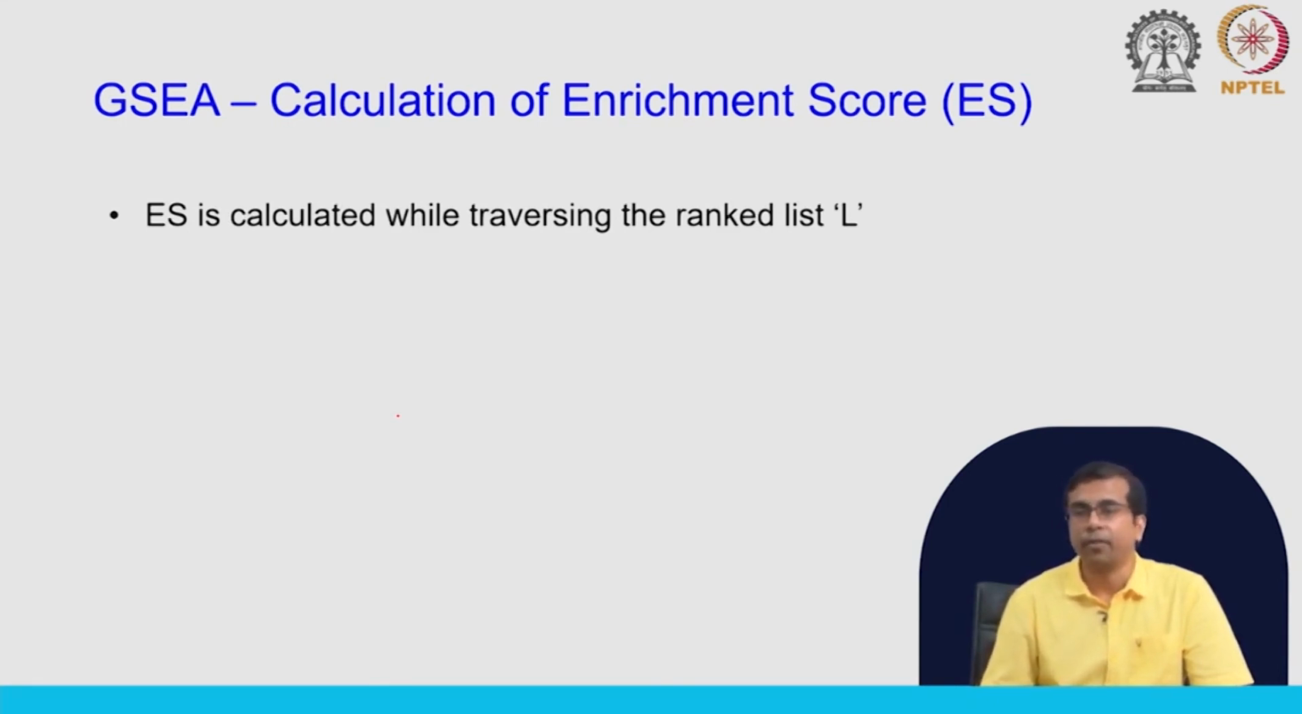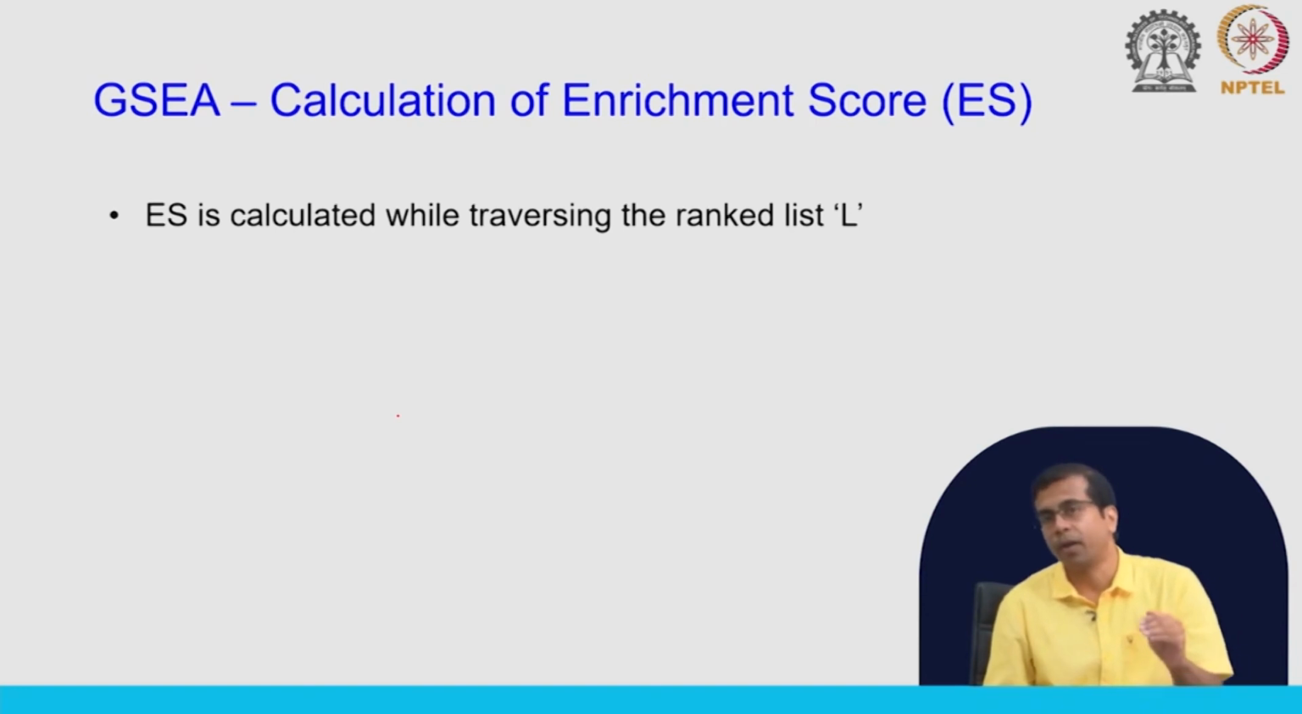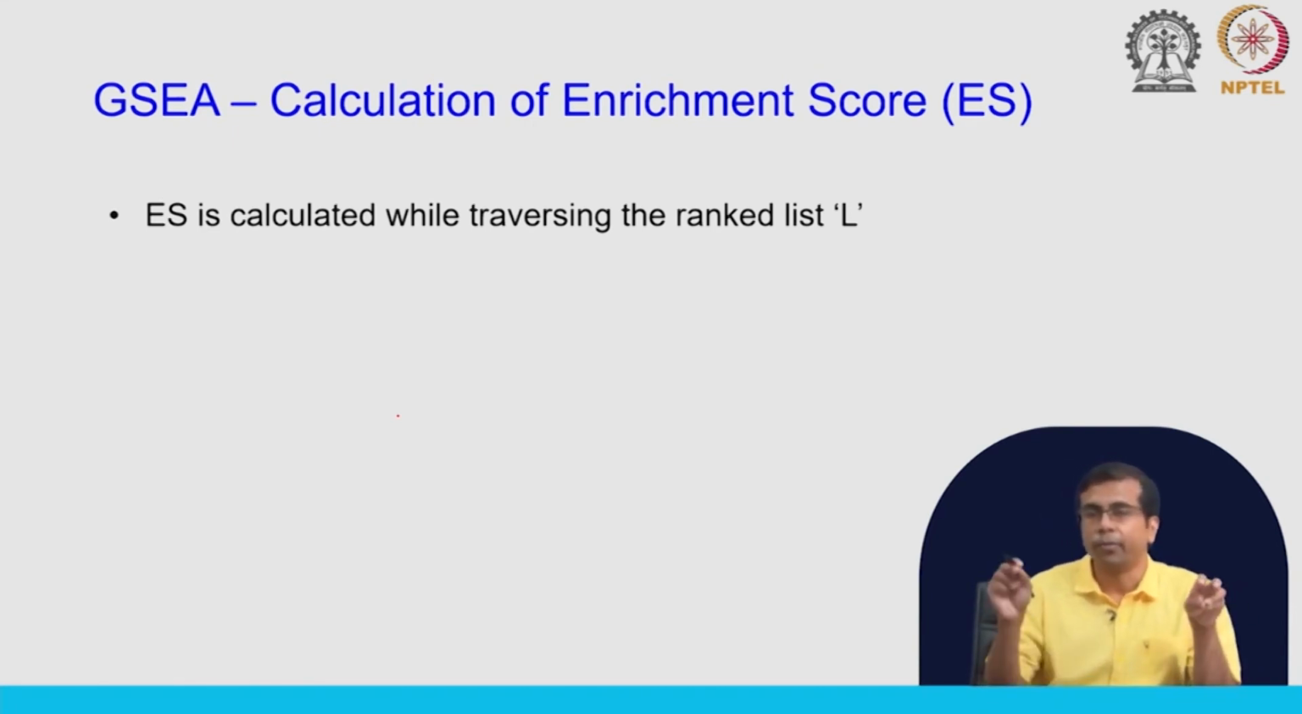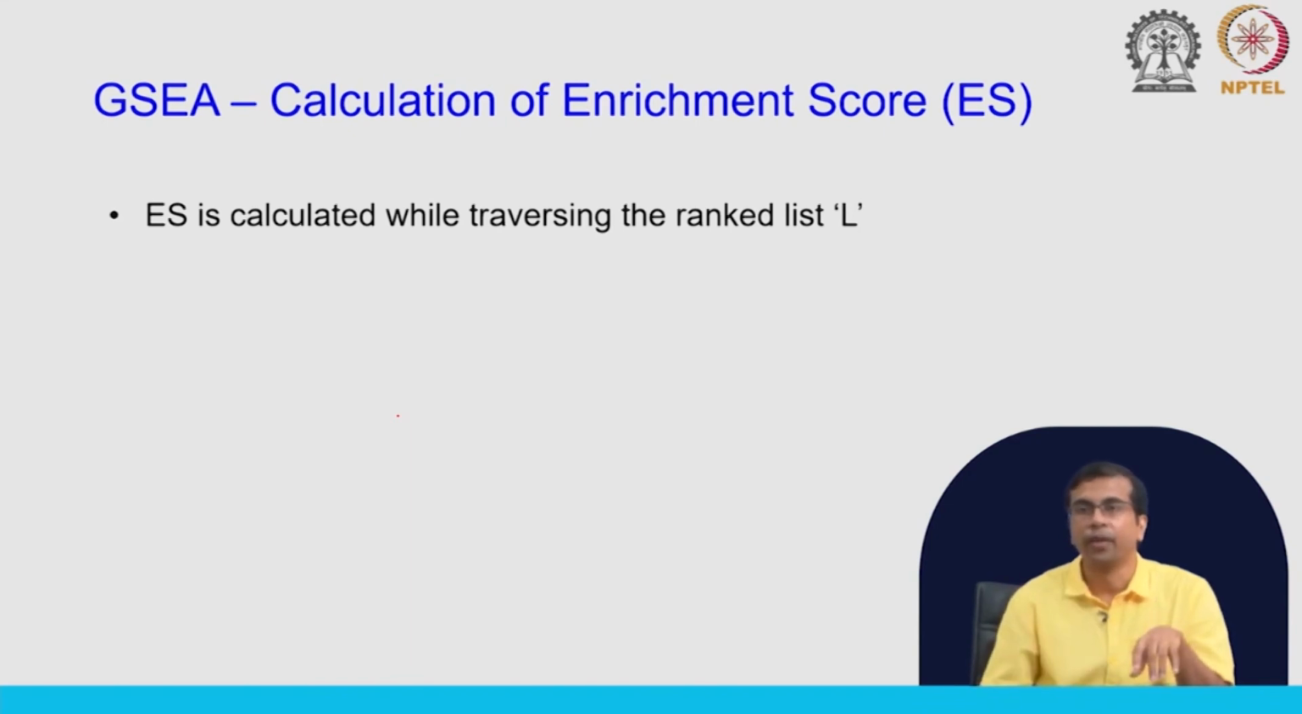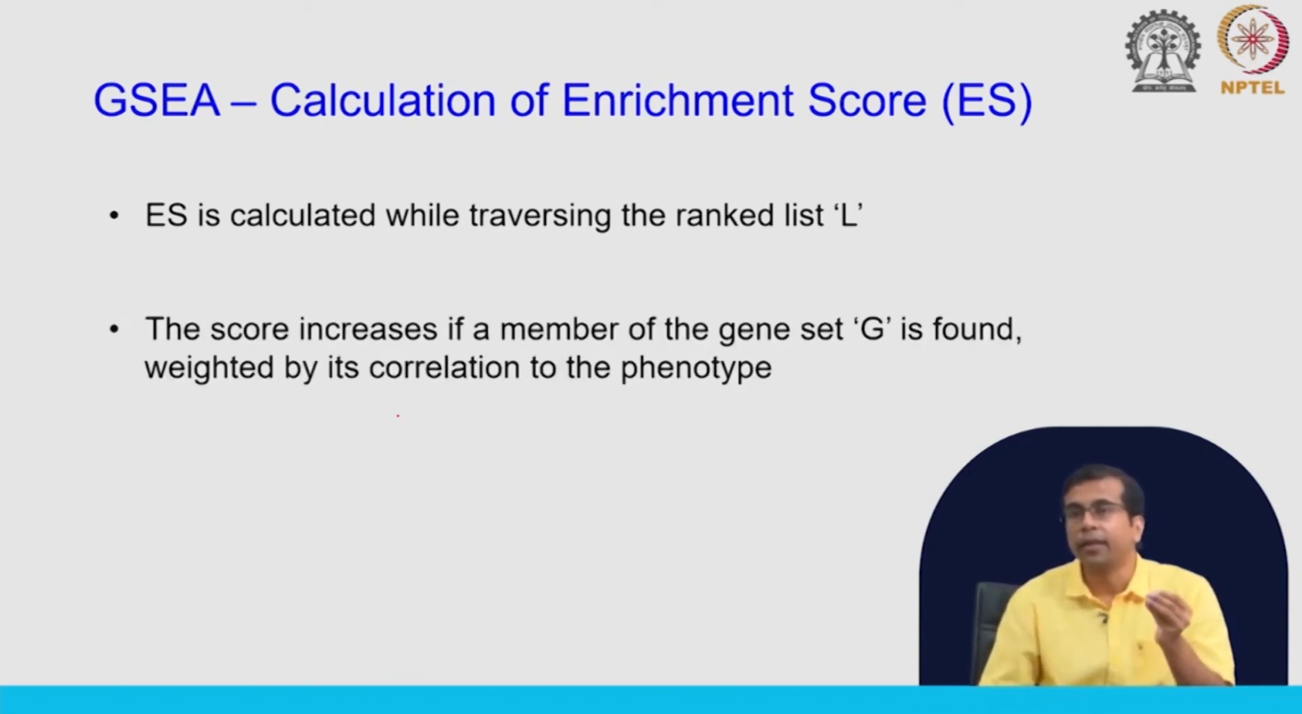So, ES is calculated through traversal of the rank list L. Okay. So, this method will start from the top of the rank list and it will traverse, it will take each gene, and you remember it has this gene set. So, it will see what is the gene in the rank list and compare with the gene set. Okay. And if there is a match, if a gene in the rank list is present in the gene set, it will increase the ES value. Okay. And there is a weight, of course, it is weighted by its correlation to the phenotype.